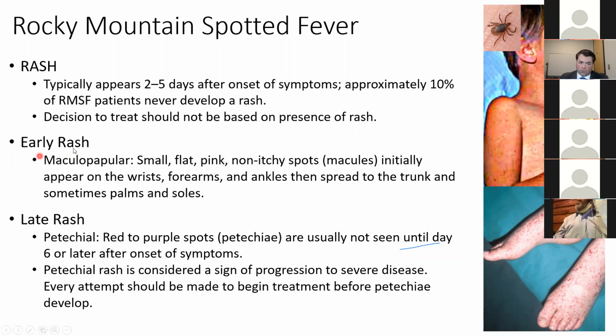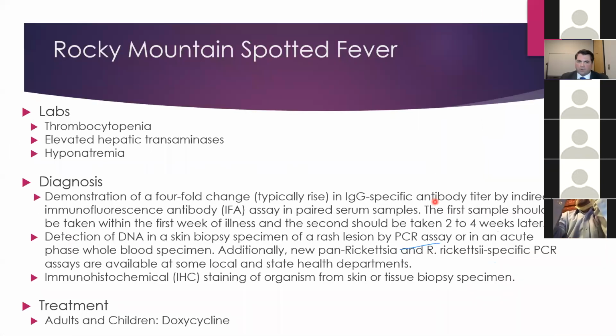So early rash can appear on the wrists, the forearms, and then spread to the trunk. And they can have a late rash, and it can get really bad. So it's important to think about Rocky Mountain spotted fever. Give doxycycline early for anybody that's sick or becoming sick. They can get thrombocytopenia, elevated hepatic transaminases, hyponatremia, and the diagnosis, demonstration of a fourfold change in IgG.